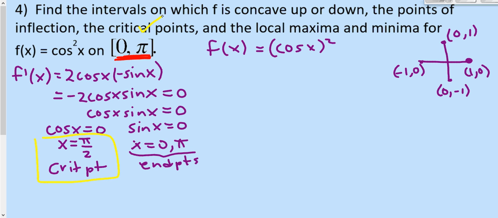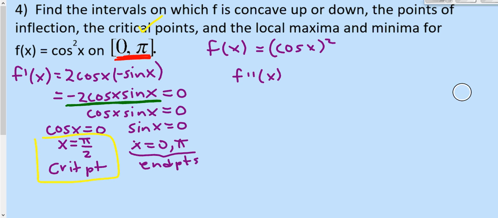Hey, it doesn't ask us for the intervals of increasing and decreasing, so we could just move on to the second derivative now. To get the second derivative, let's take a look at this version of our first derivative right here. And let's leave the constant out front, leave the -2. I'm going to need some more space, so I'm going to erase my unit circle.